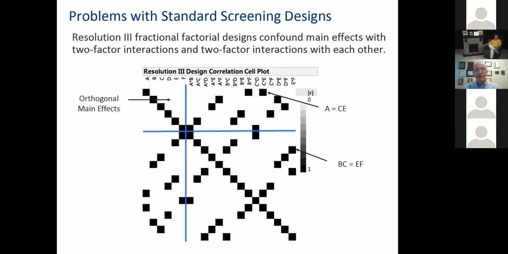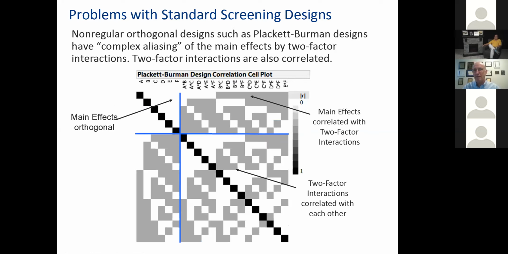So the resolution 3 fractional factorial design is the most inexpensive kind of orthogonal design, but it's also the riskiest in the sense that two-factor interactions are completely confounded with main effects. So if a two-factor interaction exists, it can confuse you about what's going on. For the Plackett-Burman design, two-factor interactions are correlated with main effects. And again, if one of these effects is active and you don't find it and put it into your model, then that can bias your estimate of the main effect.